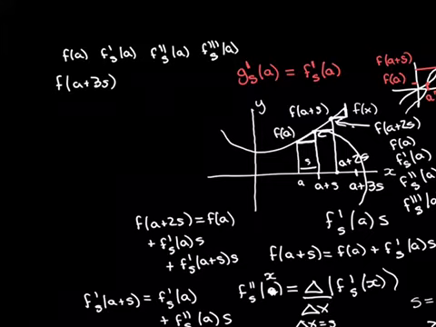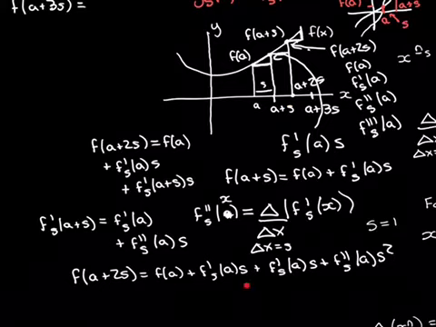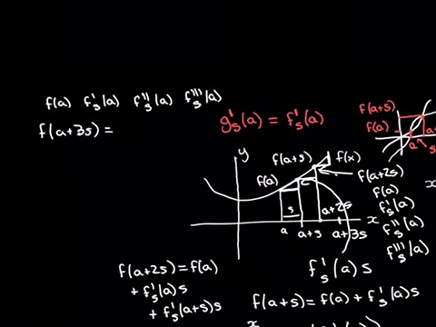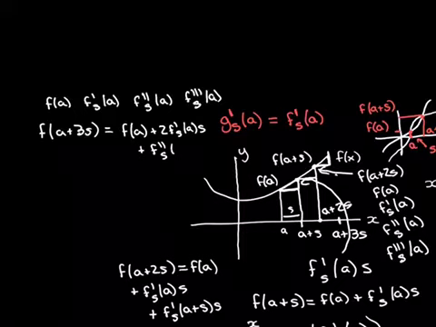So, firstly, it's going to be all of the formula that we already have, which gives us what the value of f at a plus 2s is going to be. So all of this we need to transfer up to here. So it's going to be f evaluated at a plus 2 f prime evaluated at a times s plus f double prime evaluated at a times s squared.